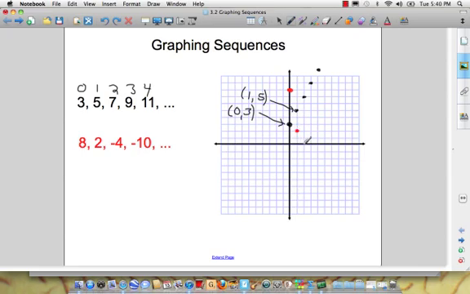The next term is negative 4. 1, 2, 3, 4. And the next term, 5, 6, 7, 8, 9, and 10. And then you see I've run out of space on my graph. And that's basically how you graph a sequence.